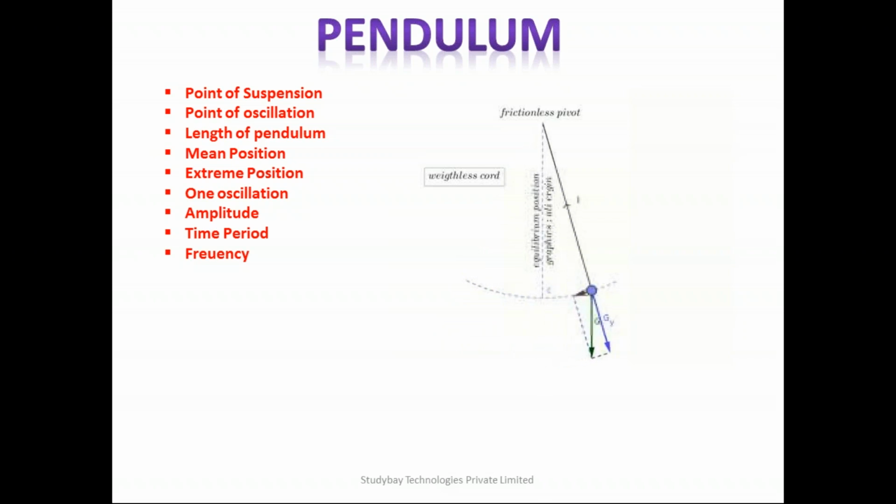Now, if we have this, can't we find out the frequency of this pendulum? Frequency is actually the reciprocal of time period. Fine. So let's say you have rated this time period as 10. So the frequency will be 1 upon 10. Fine.